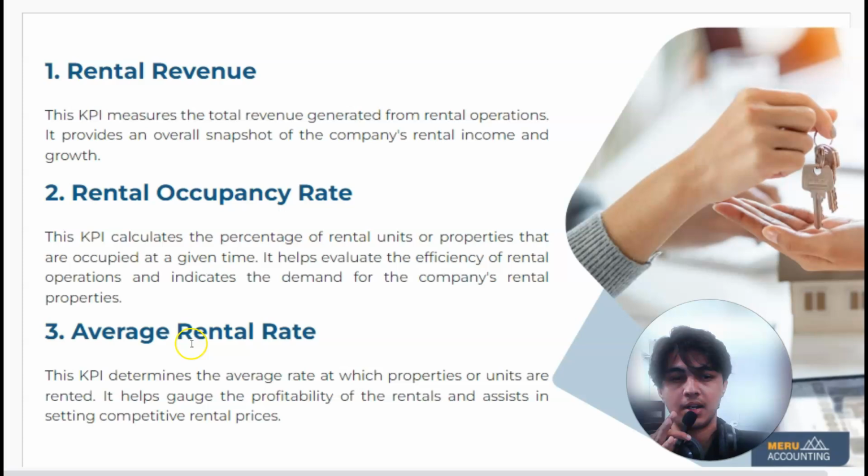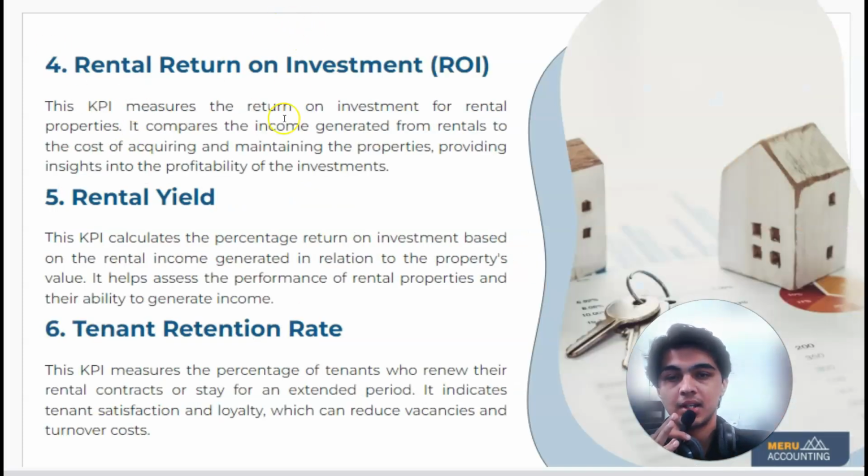Next is average rental rate. This indicator will determine the average rate at which your properties or units are rented. What is the average rate of the property that you rent out. Next is rental return on investment. This indicator will measure the return on the investment for your rental properties.